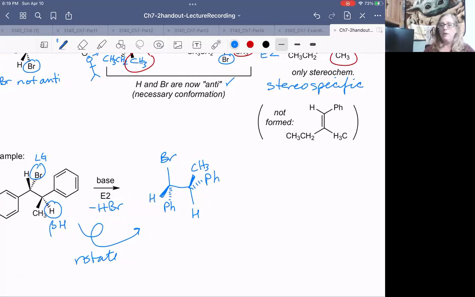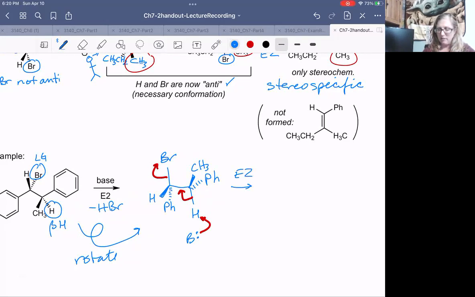The E2 mechanism is so quick and easy to draw. It's always a good idea to show the mechanism that will help you draw the product, right? Three curved arrows. Base attacks the beta hydrogen. I use these two electrons to form a pi bond. And then that pi bond formation is what's going to kick that bromine out, kick that leaving group out. So there I do my E2.